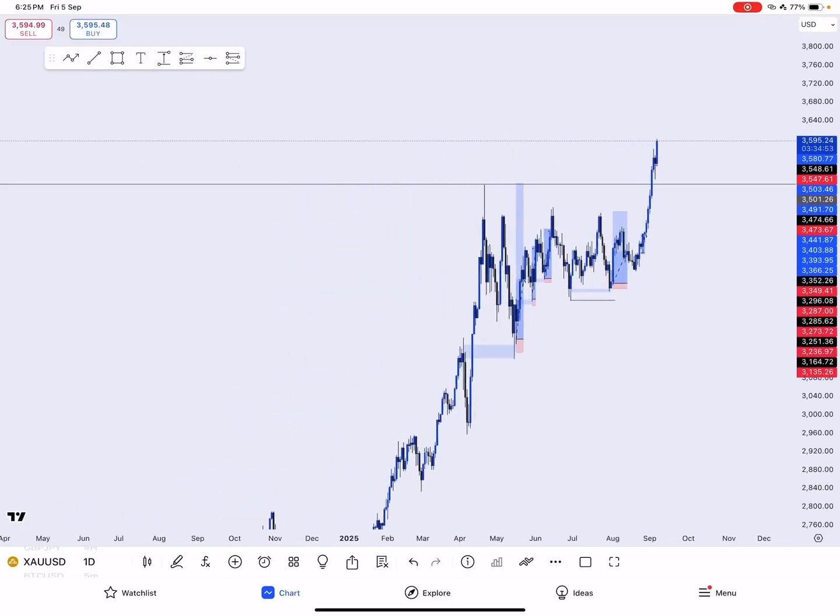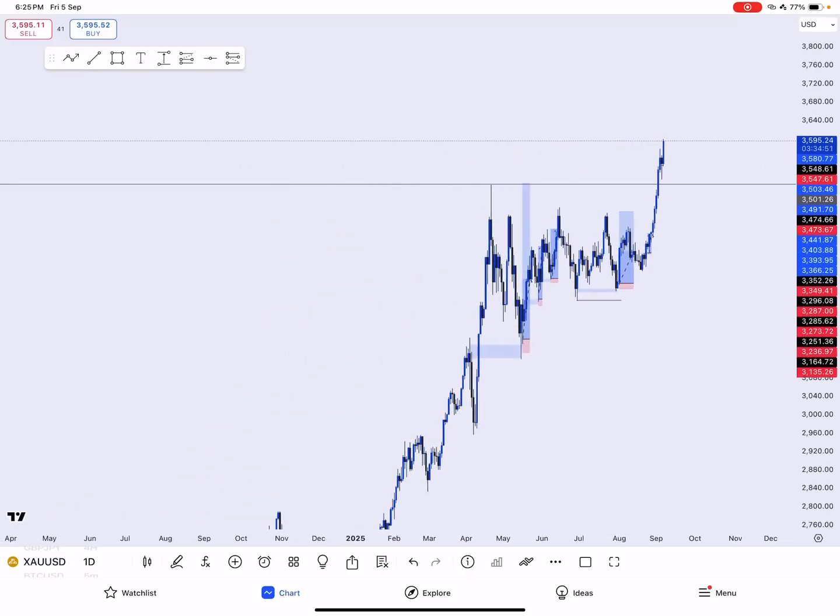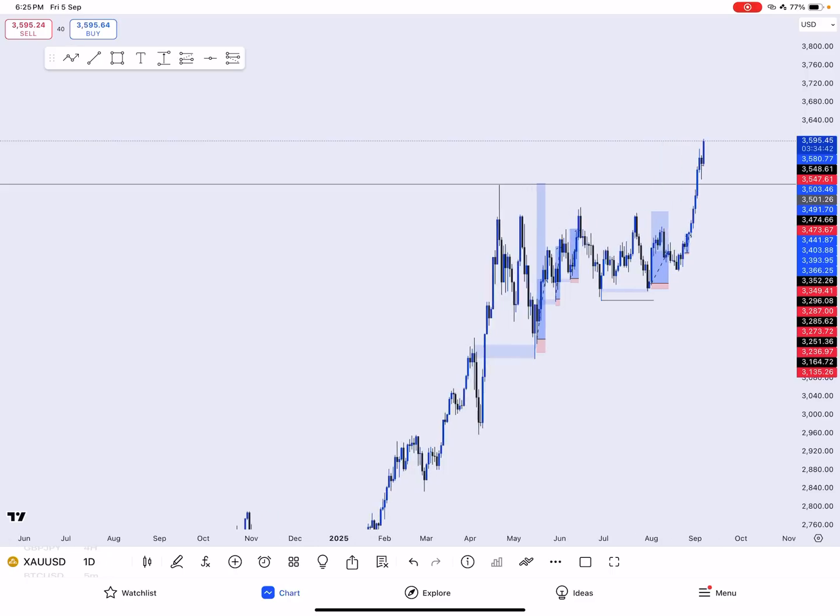Today I want to basically give you guys a breakdown of this gold bias, or this gold setup, that I had for quite a while now. It's been like 3 months since I made the analysis, and finally we've hit our target after 3 months.